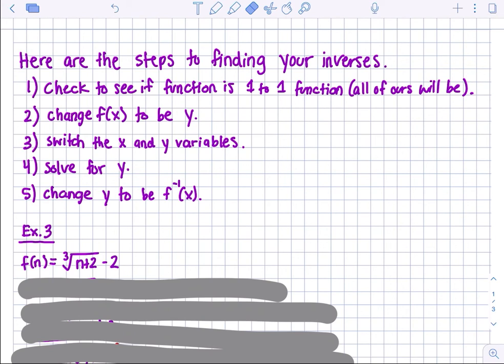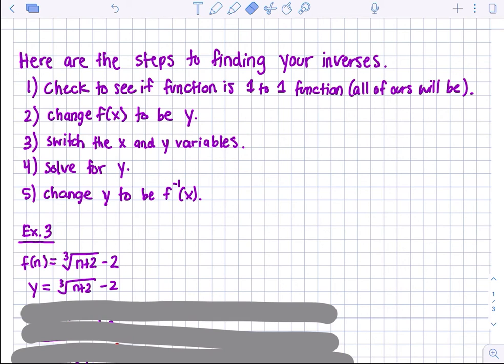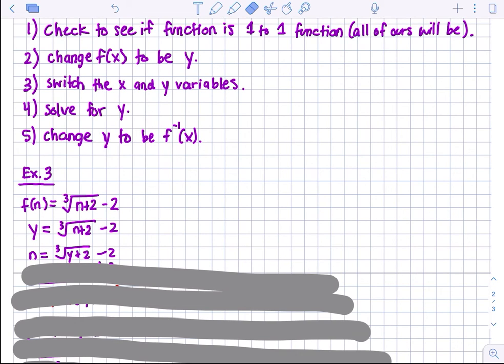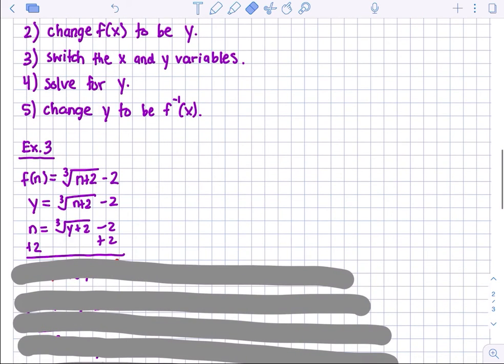So the next one will be step 2, change f of x to be y. So we're going to change f of n to be y. Step 3, switch x and y variable. So our x variables are n, right? So we're going to switch our n and y variables. Step 4, solve for y. So first we got to add 2 to both sides.